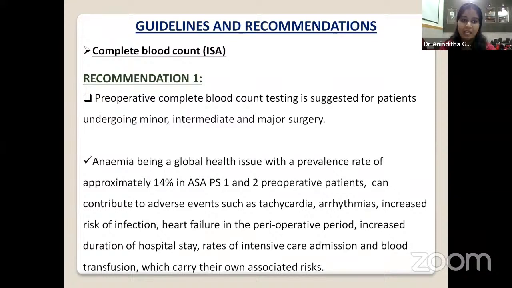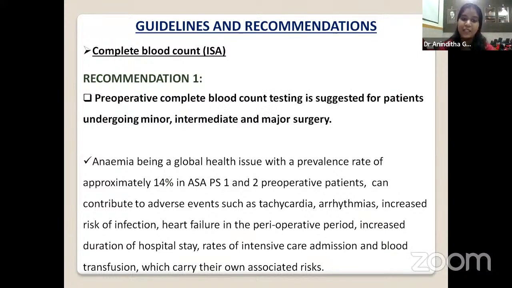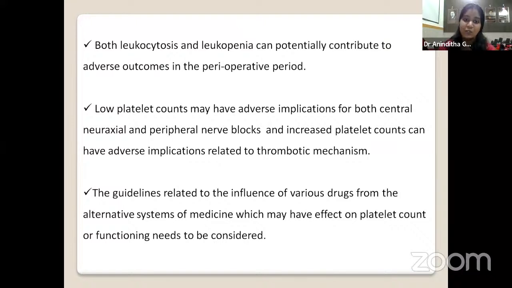For complete blood count, ISA recommended that preoperative complete blood count testing is suggested for patients undergoing minor, intermediate, and major surgeries. Anemia is a global health issue, with a prevalence rate of almost 14% in ASA 1 and 2 patients, and can contribute to tachycardia, arrhythmias, increased rate of infection, heart failure in the perioperative period at times, increased duration of hospital stay or rates of intensive care admission, and blood transfusion, which may have its own negative impacts, so testing is necessary. Both leukocytosis and leukopenia can potentially contribute to adverse outcomes in the perioperative period.